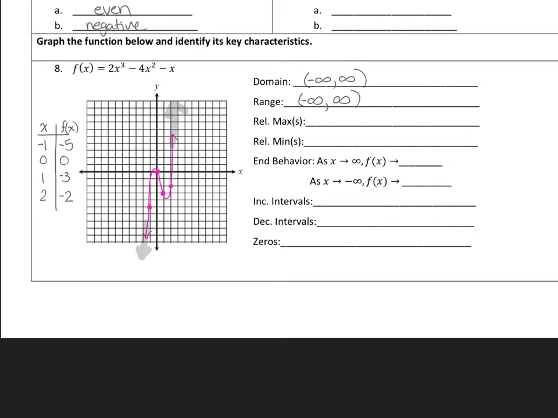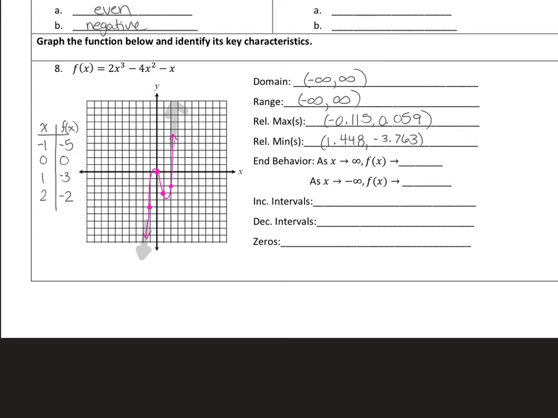You have some relative maximums and minimums. So again, you would need to find these using Desmos because they are decimal points. The relative max is negative 0.115 and 0.059. The relative minimum is 1.448 and negative 3.763.